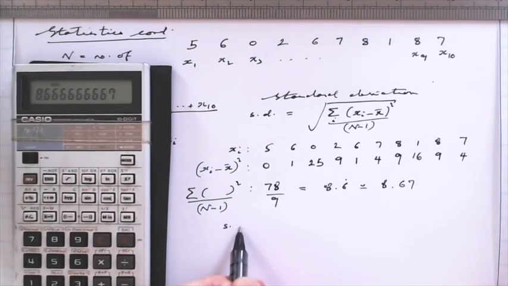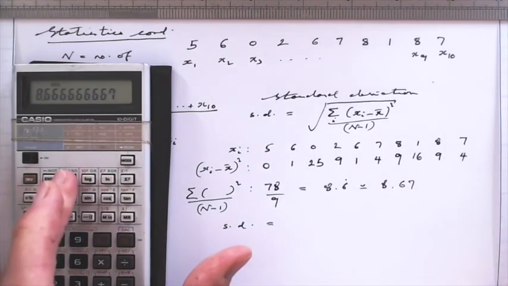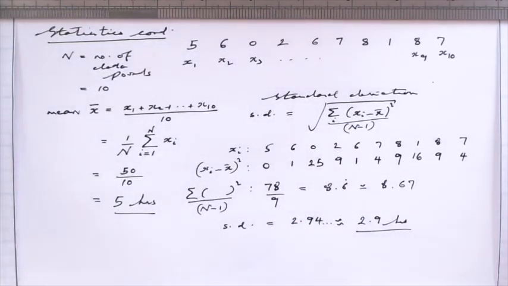So the standard deviation is the square root of all of that as above, and that's going to give us, interesting, okay, 2.94. I'm going to just write that to 1 decimal place. So it's 2.9 hours. Right, okay, turn the calculator off.